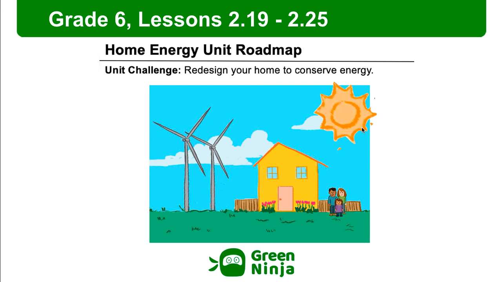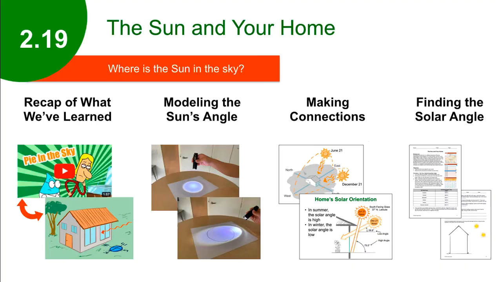In this sequence of lessons, it's time to put our knowledge of passive solar homes into practice. Lesson 2.19 is all about answering the question, where is the sun in the sky? Students watch the Green Ninja video, Pie in the Sky, which uses a pizza to show a model for how the angle of the sun's rays change throughout the year.